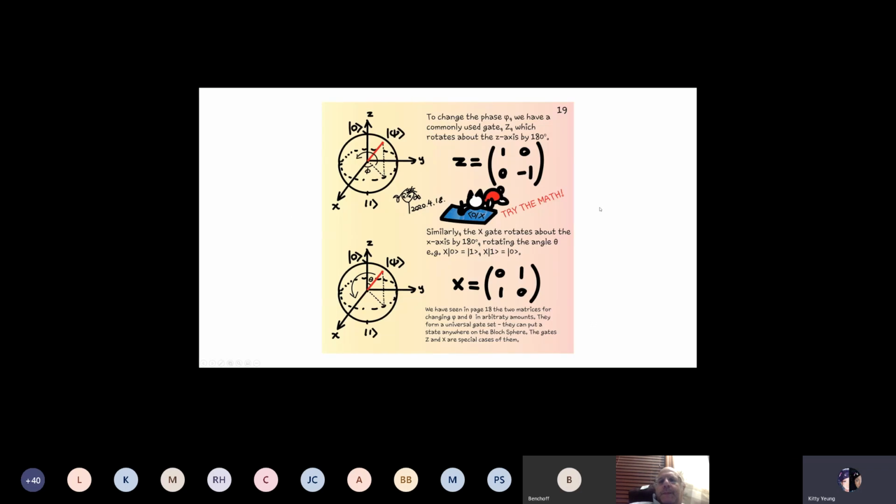So you should try the math. I think I showed this slide last time as well, that the Z and X gates are special gates resolved down from those arbitrary matrices. You should try the math to prove that the previous slide was true. And also the Y matrix can be represented using Z and X. So if you just have these two, you don't actually have to use Y.